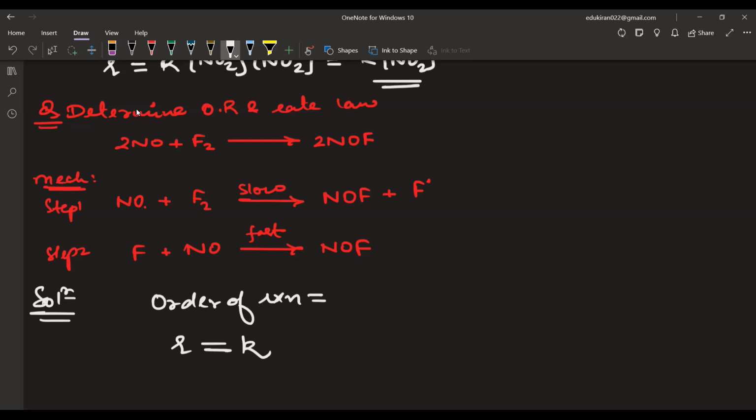Tell me, what is the order of reaction? What is the slow step here? Step 1 or step 2? Step 1 is my slow step.